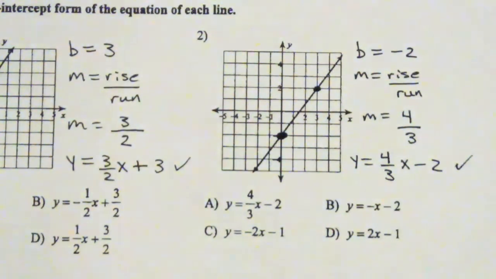Notice we always put the slope beside the x. That's always going to happen. And our y-intercept always goes off to the side like this. So which answer choice best represents the graph? A. Circle A.